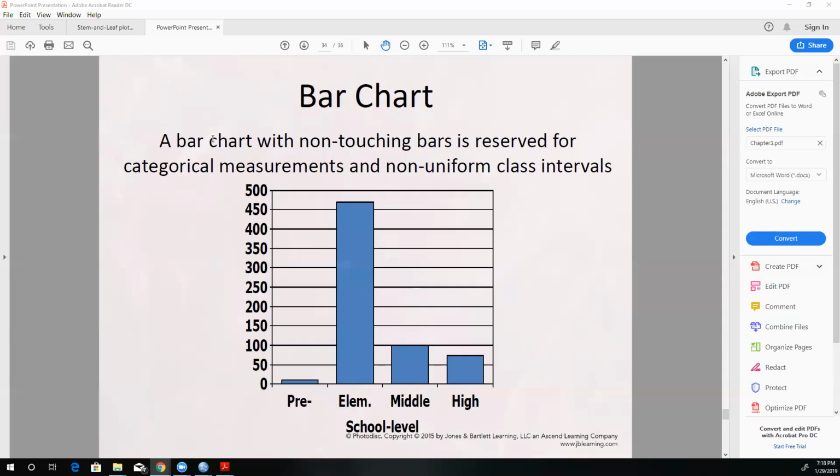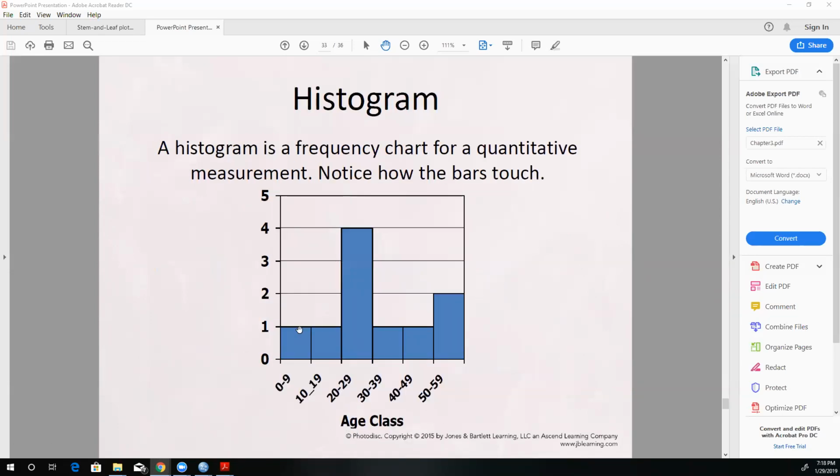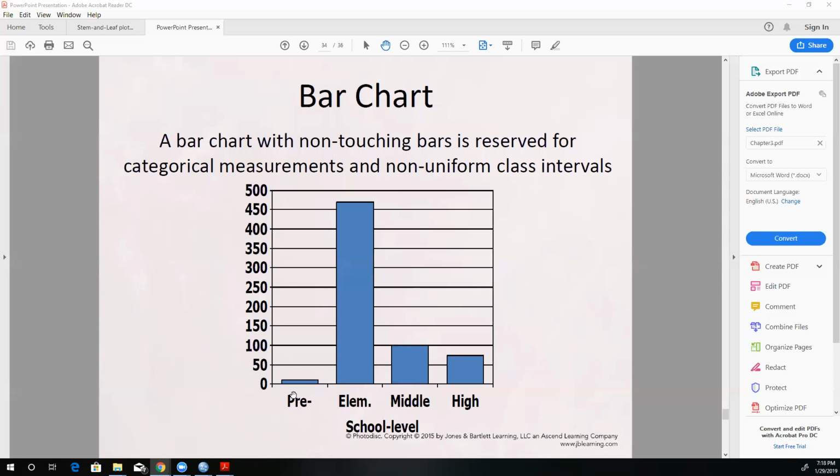Now in a bar chart, you notice that these bars do not touch each other. But when you're looking at this kind of data, you're looking at either categorical or ordinal data. I called it scale because SPSS calls it scale, but you're looking at quantitative data. And when you're looking at a bar chart, you're looking at categorical or ordinal data.